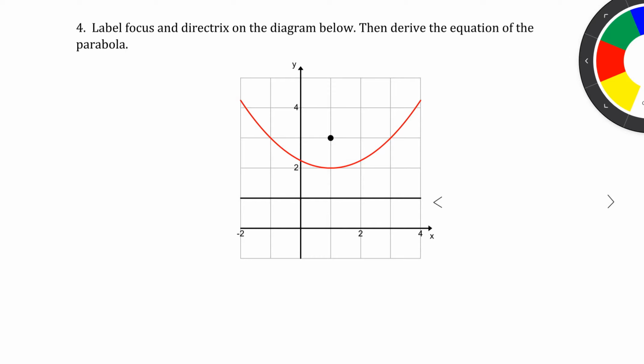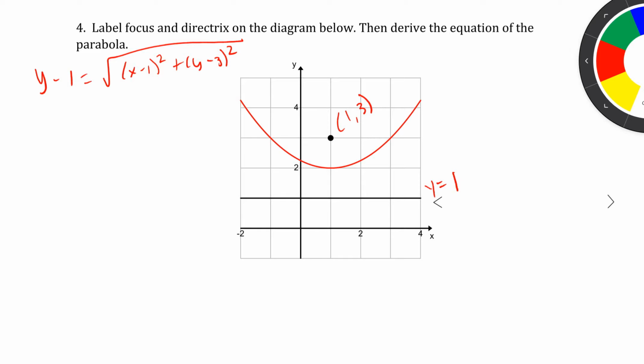The next one gives us the directrix and it gives us the focus. So we know the focus is the coordinate (1, 3), and the directrix is y equals 1. So we could derive the equation from there. That would become y minus 1 equals the square root of (x minus 1) squared plus (y minus 3) squared.